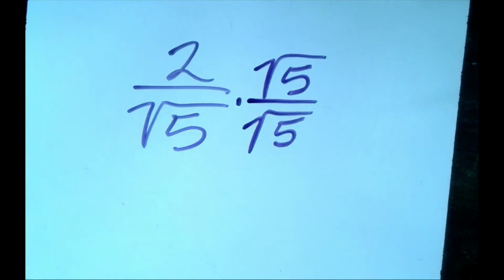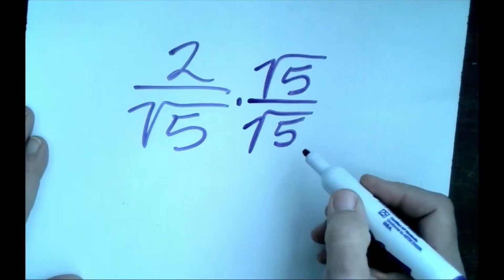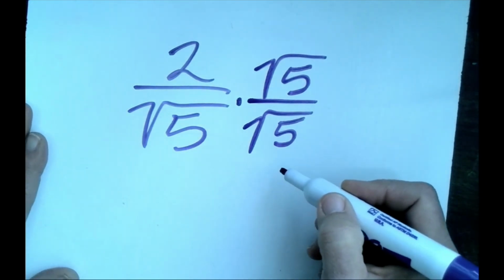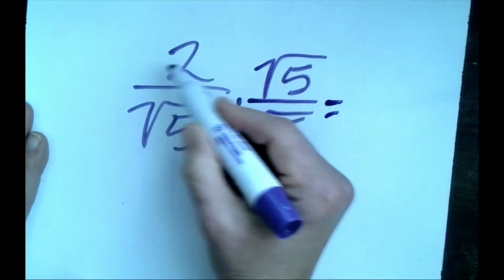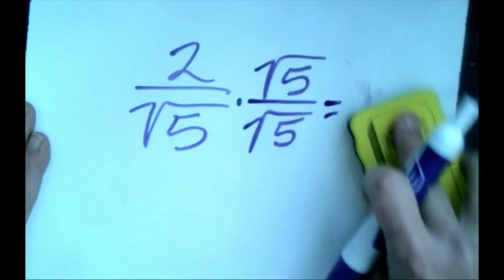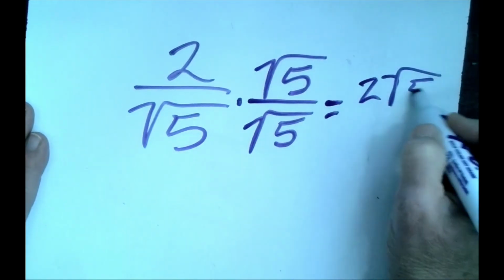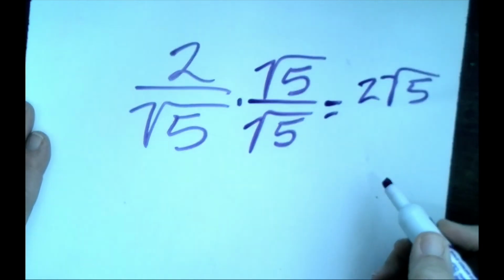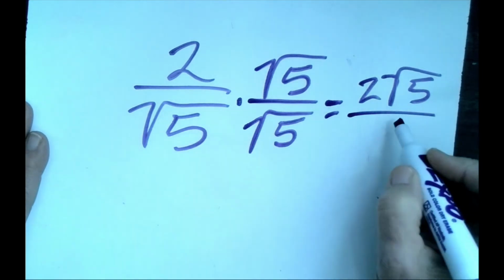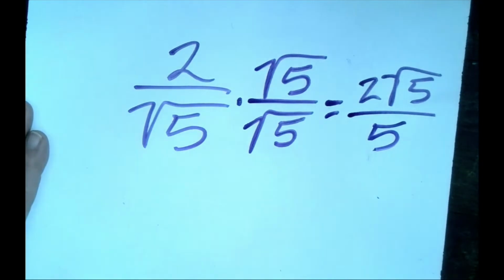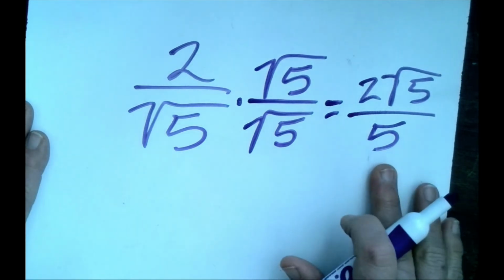Now think about what we just did. All we did was multiply. This is like an equivalent fraction, but we're using a form of 1 that includes radical symbols. So it's simple to see the top would be 2 times the square root of 5. And when you have the square root of 5 times the square root of 5 in the denominator, you get 5. Because that would be like saying 5 times 5 is 25. The square root of 25 is 5. So now we have a simplified expression that has no radical in the denominator.